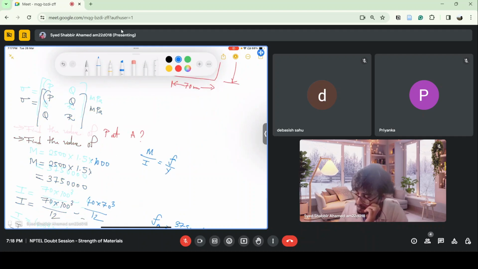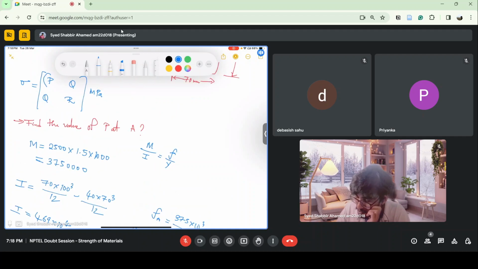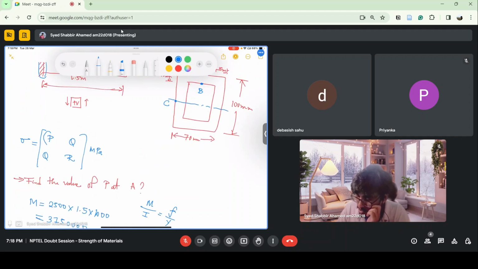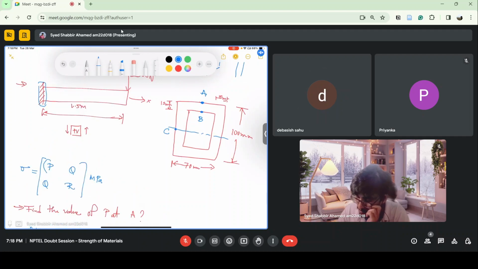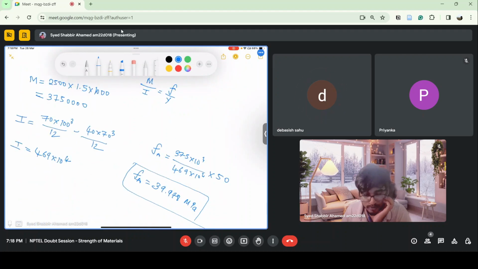Now find the value of Q at point A. What is the value of Q? Q is tau xz, or shear stress. What is the value of Q at point A? That will be 0, sir. Yes, 0. Free surface shear stress is 0.